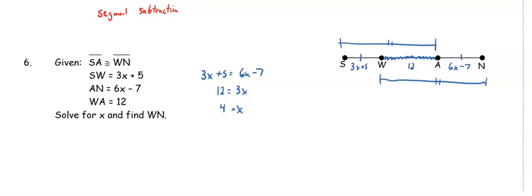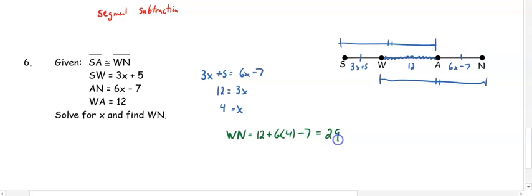Then we want to find WN. So WN is going to be 12 plus 6 times 4 minus 7, which gets us 29.